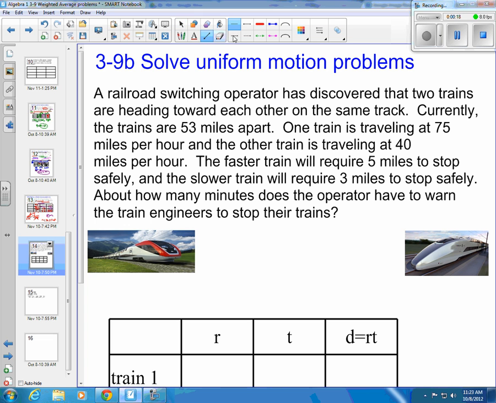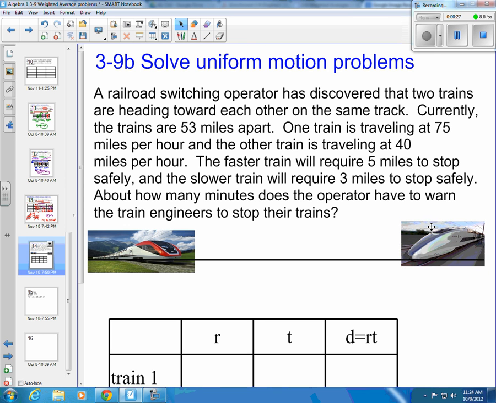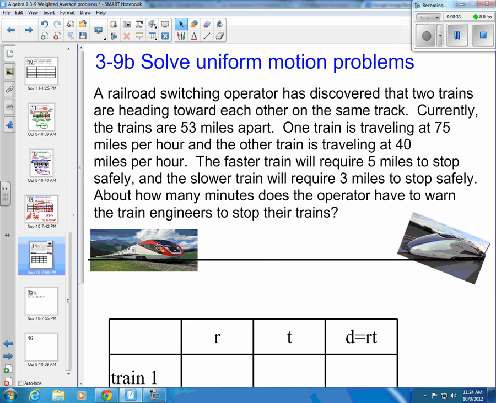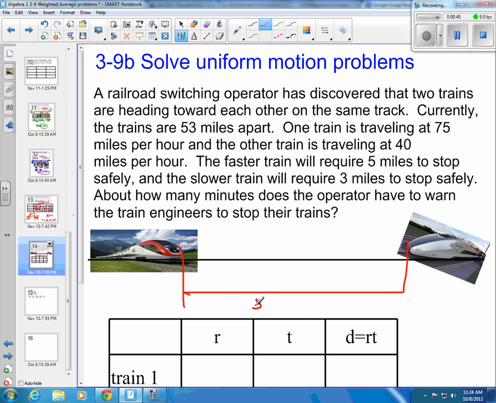So let me get this all drawn in here. I'll put my track in here. Okay, so my track doesn't line up real well. Put my train on my track here. And this train's not so bad for being on the track. Okay, so the trains are traveling on the track, and they are 53 miles apart. So the distance from here to here is 53 miles.